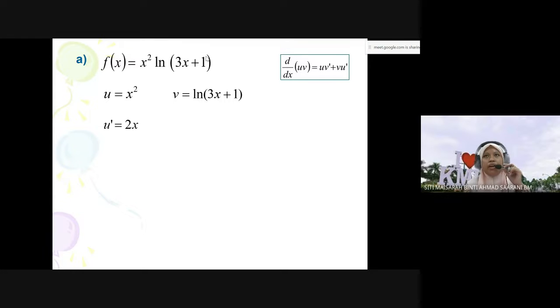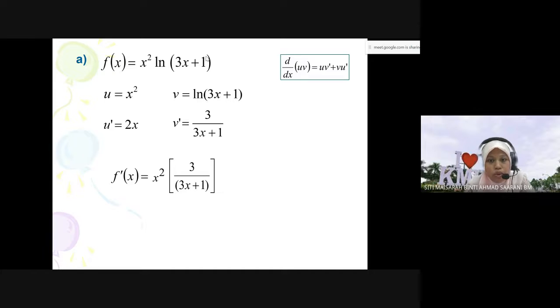So f prime x over f x, which is f prime x is 3x plus 1. Kalau kita differentiate, we get 3 over f x is 3x plus 1. So then we get v prime equals to 3 over 3x plus 1. And then we substitute into product rule formula to get f prime x. Kita masukkan dalam formula product rule tu u v prime plus v u prime. So x square multiply 3 over 3x plus 1 plus ln 3x plus 1 multiply by 2x.